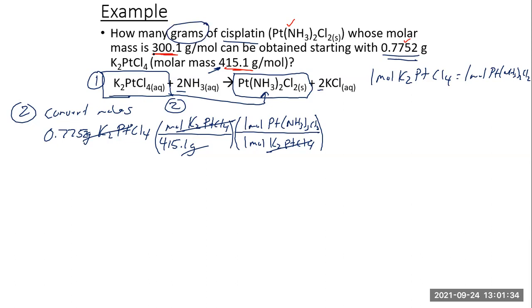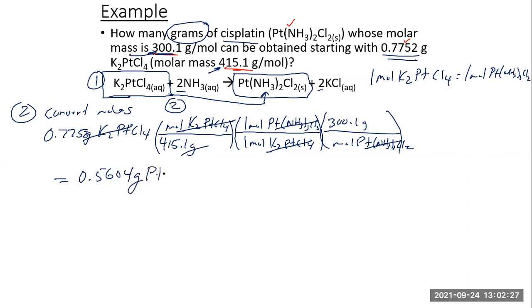So I do need to do the 4th step and use the molar mass from the periodic table, which is the 300 number that was given to us, to do our last step, which is 300.1 grams per mole of Pt(NH3)2Cl2, looks like. And those cancel, and now I'm left with grams of what I'm looking for. So multiplying all the way across the top, we get 0.7752 times 300.1 divided by 415.1. And that's it, I think. We end up with 0.5604 grams of our product, Pt(NH3)2Cl2, is produced.